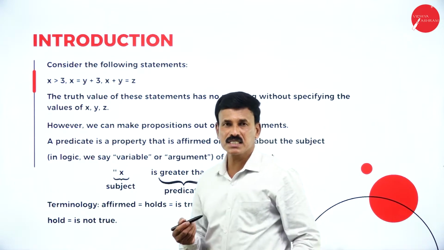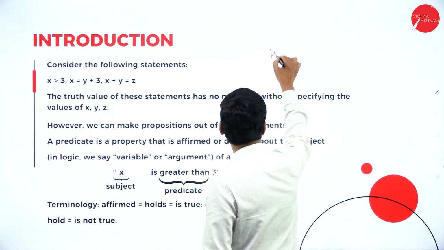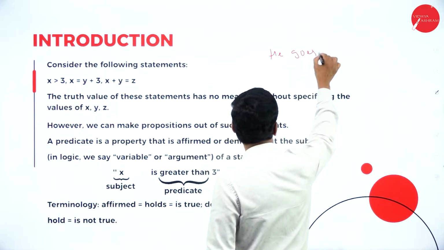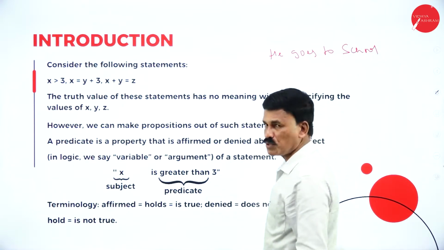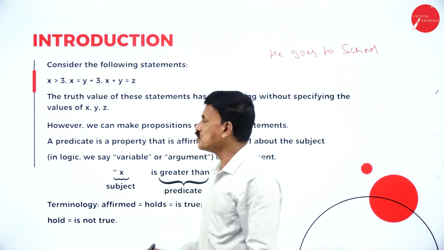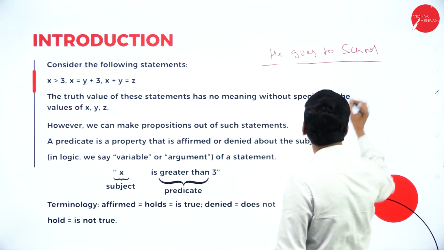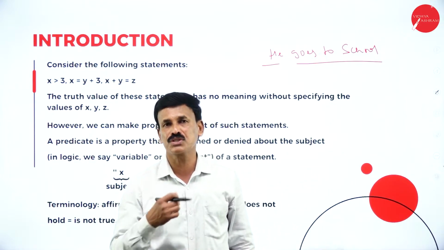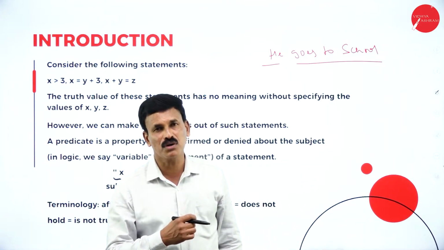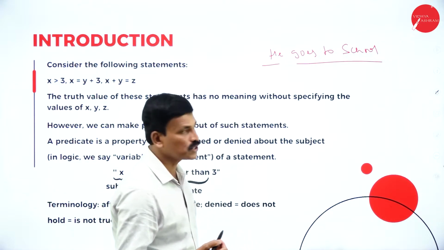Now let us consider a statement. Let me give an example. Let me write "E goes to school." Let us write a statement. Suppose I take "E goes to school", so here there are two parts. E is one part and "goes to school" is the second part, right? E is the first part and the second part is "goes to school".